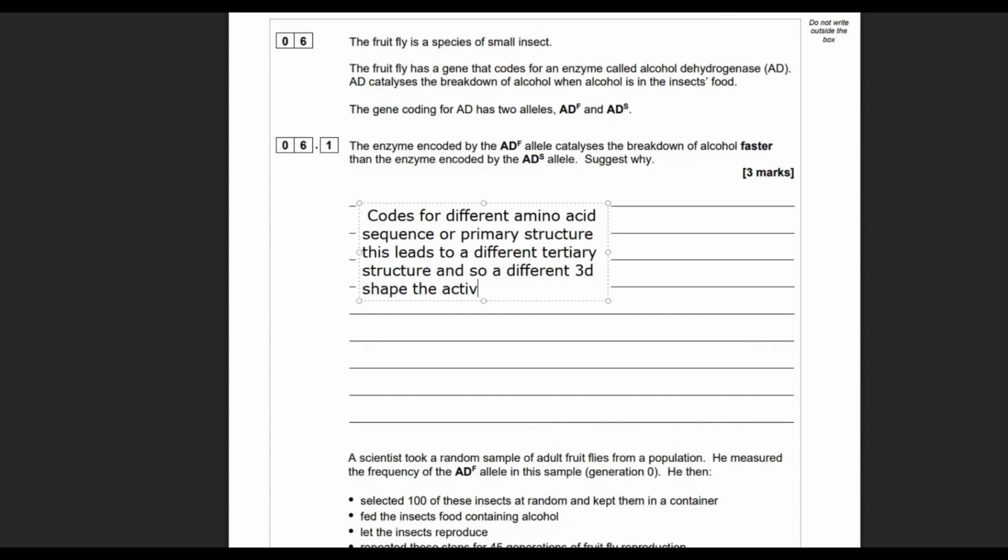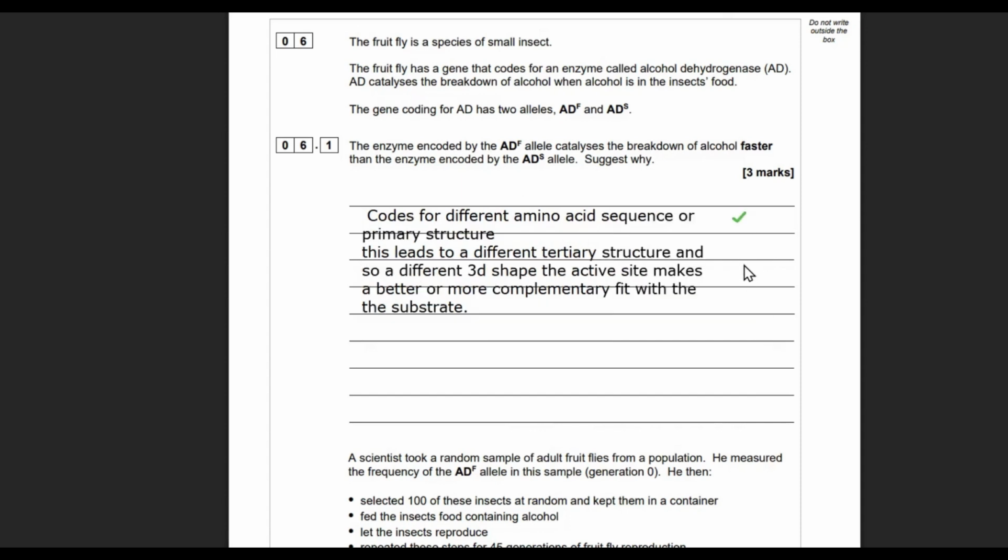The active site makes a better, or let's use better words, A-level words, more complementary fit with the substrate, which is the alcohol, obviously. And so it breaks it down, enables it to weaken the bonds and break it down faster. Anyhow, I think that'll be enough for 3 marks. Basically, different primary structure gives you a different tertiary structure, meaning the active site has a better fit, or a more complementary fit with the substrate. 3 marks. That's what I was essentially getting at.